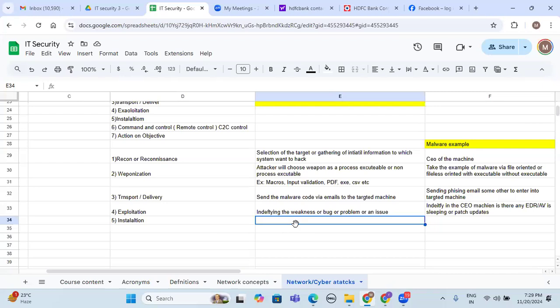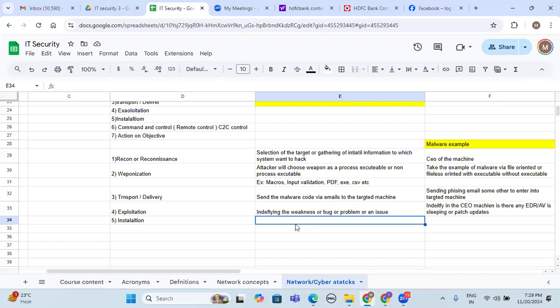Then maybe I can break your door. Then I can enter into your house. Maybe I will go to where you are storing your money or maybe gold and so on. I will take that one. So that is called exploitation.